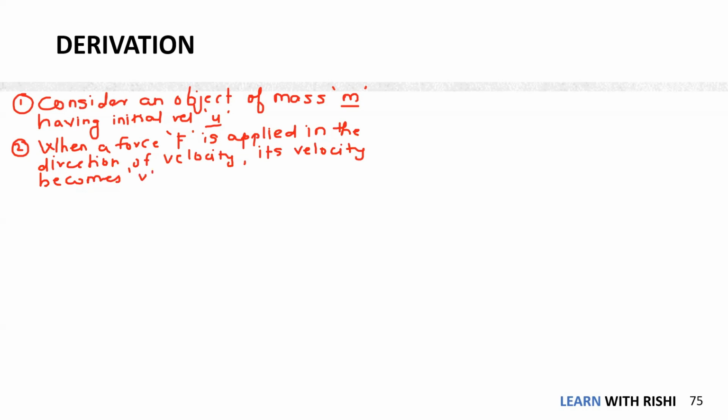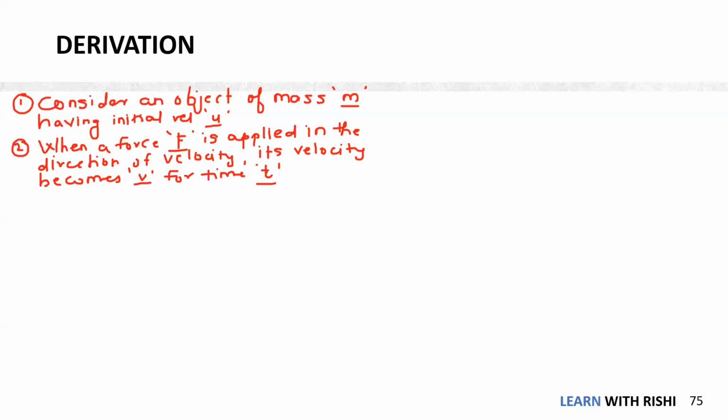Third point, or I will add here only, its velocity becomes v and the object moves for time t. So for a certain interval of time, I'm applying the force and its velocity becomes v. So we have here described the five variables: mass, initial velocity, force, final velocity, and time.